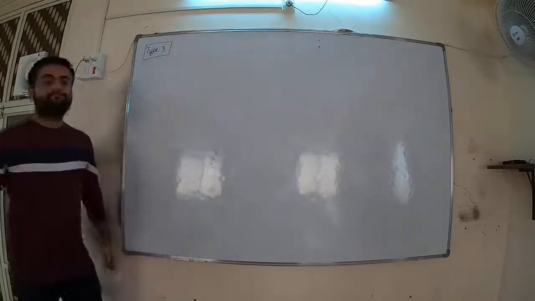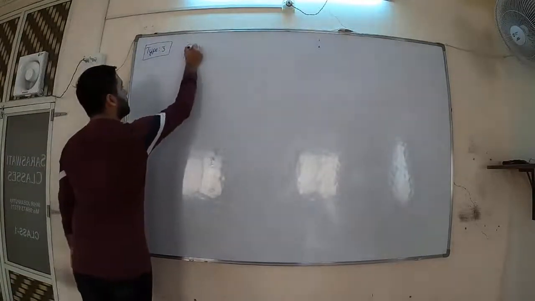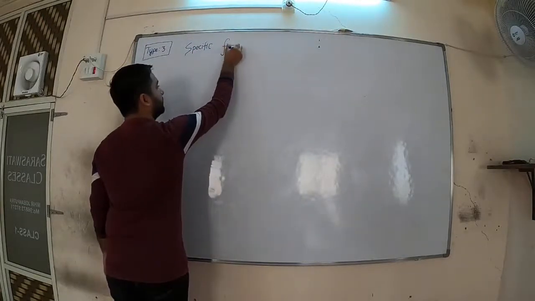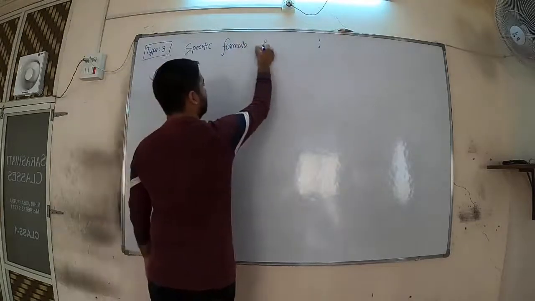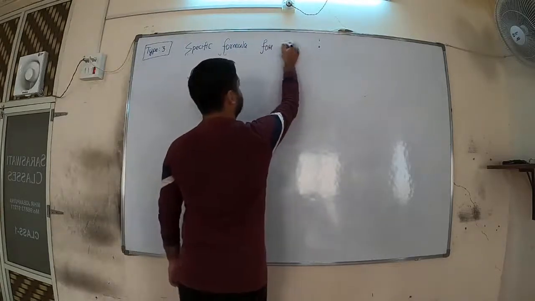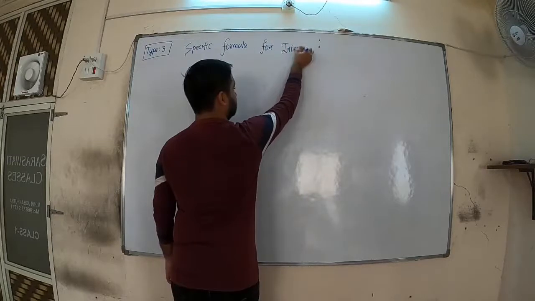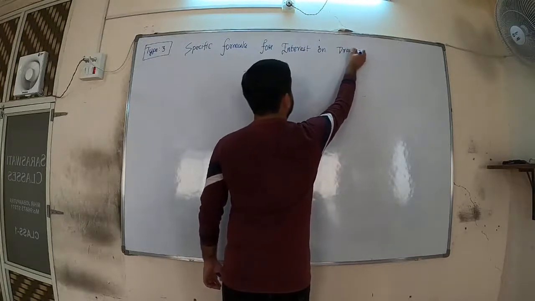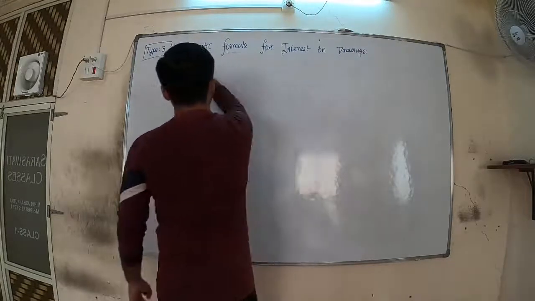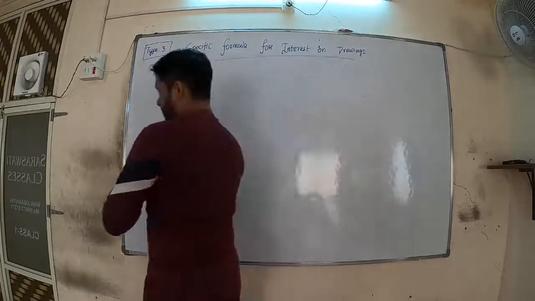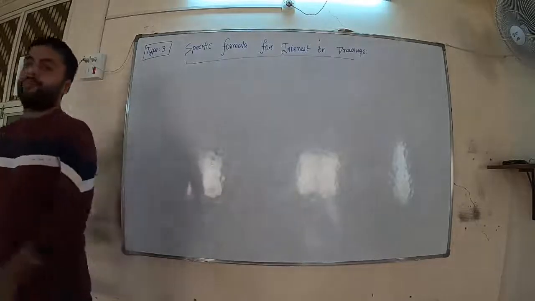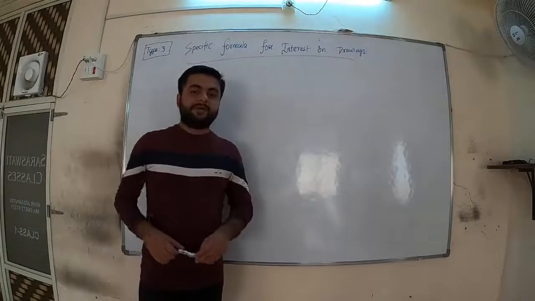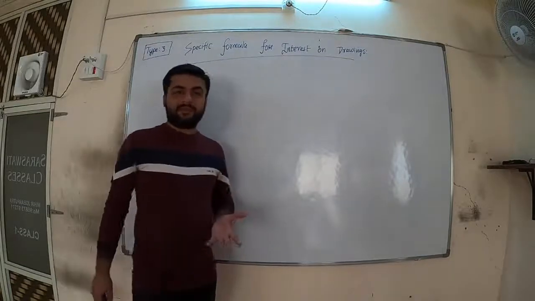Type 3. Specific formula for interest on drawings. We all know the meaning of drawings. Drawings means amount withdrawn for personal use from the business by the partners or by the owners.